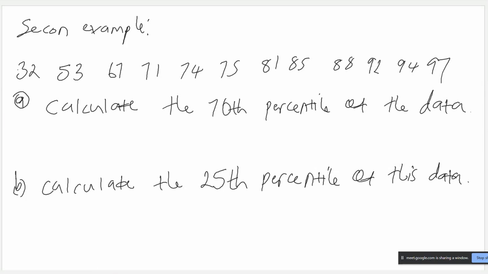Our formula is location equals percentile divided by 100 multiplied by the number of data. That is the formula. And this just gives you the location, so after you calculate this and find the position, then from there you go and look at that position, and then you find the actual answer.